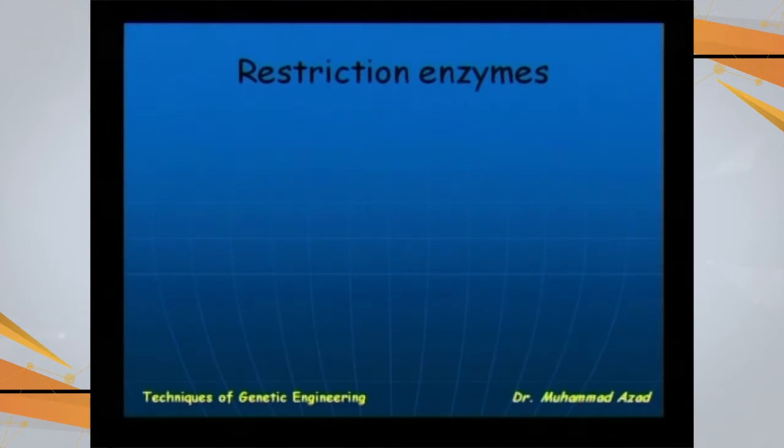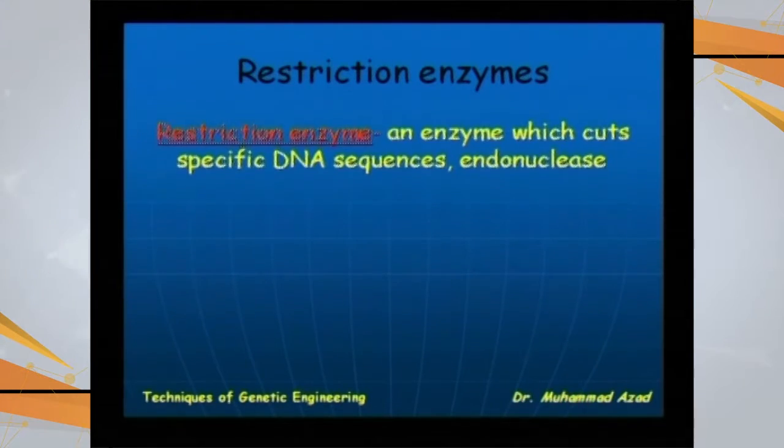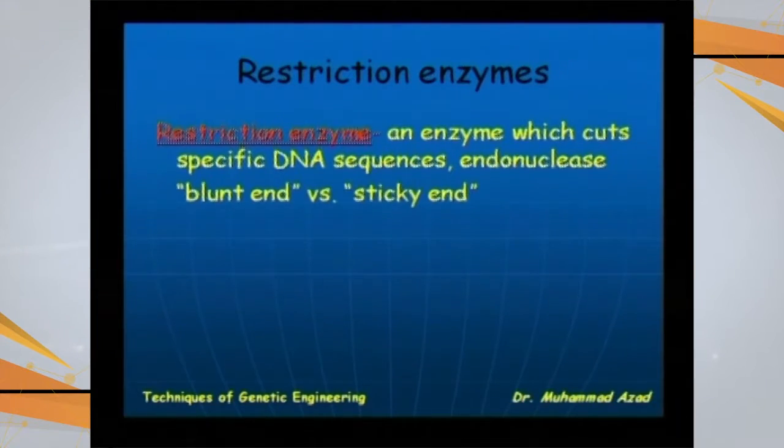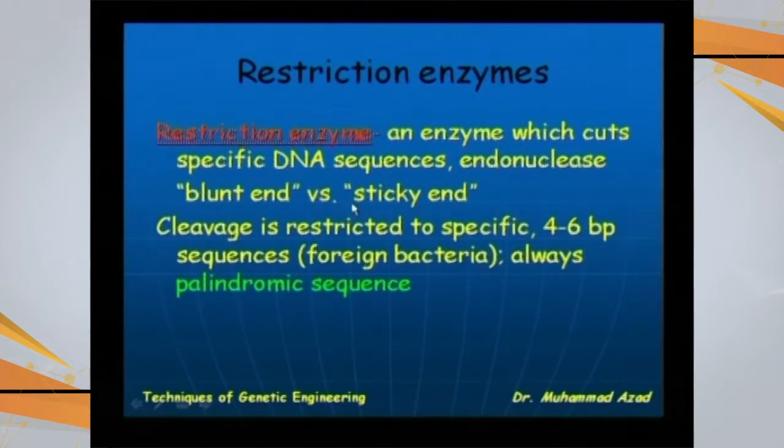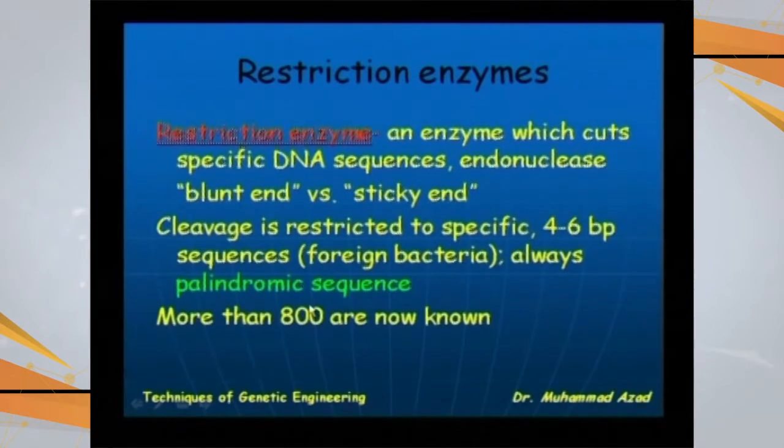Restriction enzymes again have the role of cutting specific DNA sequences, and because they cut from the middle, they are called endonucleases. Some of these produce blunt ends and some produce sticky ends. Cleavage is restricted to a specific 4 to 6 base pair sequence. This is always a palindromic sequence.